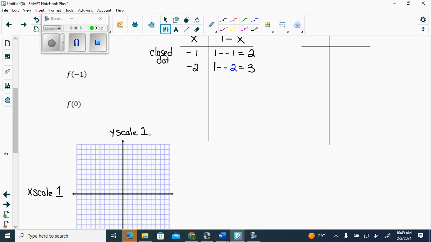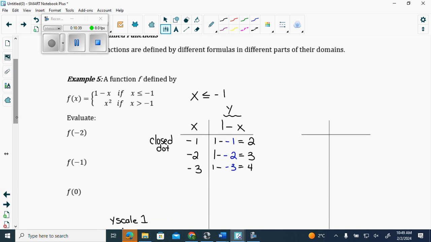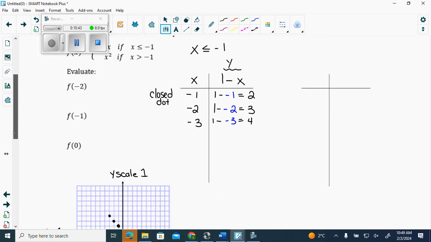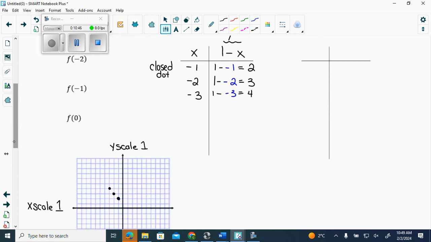Okay? So we have -1 and 2, closed dot. Then we have -2 and 3. Then we have -3, 1 minus -3 equals 4. And it's a line, right? It has a slope of -1 over 1. So you could go down 1, right 1, or you could go up 1, left 1. So you're going to end up getting this.